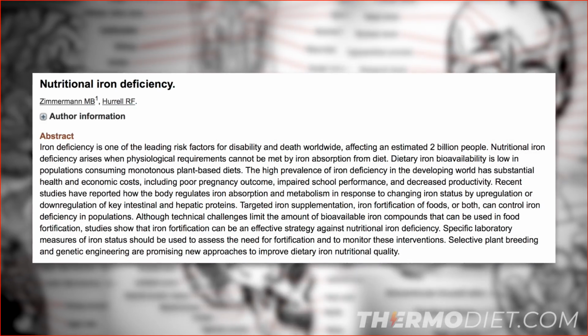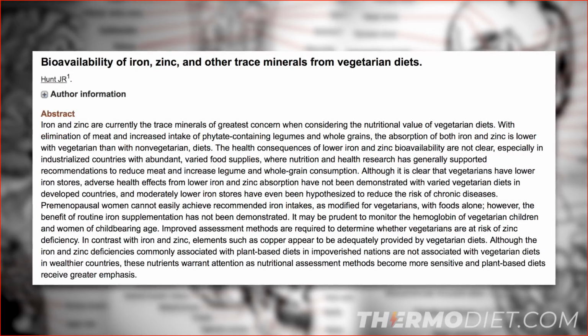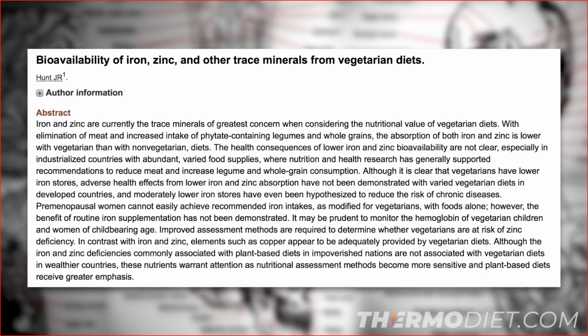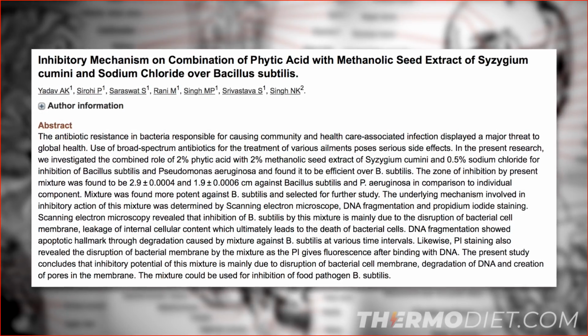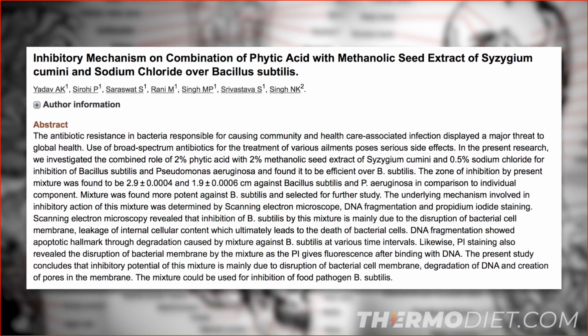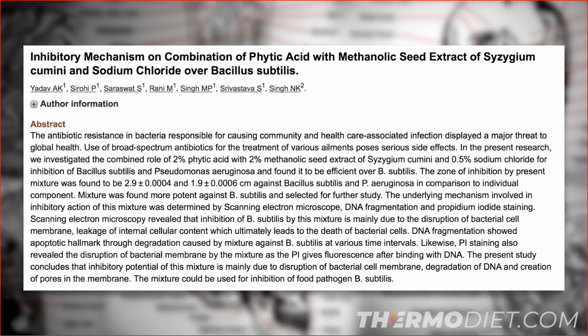This one shows the effects of phytic acid consumption on iron deficiency. This supports the idea that vegans and vegetarians are vastly more susceptible to these deficiencies because of their high phytate-containing diet. This study showed that a mixture containing phytic acid caused disruption of bacterial cell membranes, degradation of DNA, and pores in the membranes of the cells. So from the cellular level, it's causing a lot of damage.